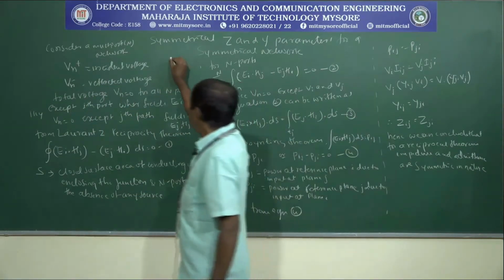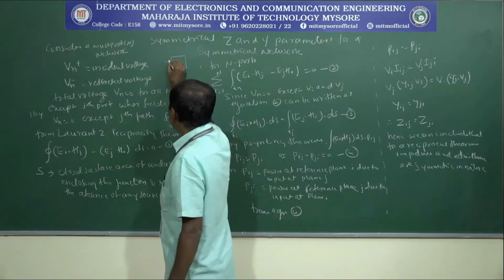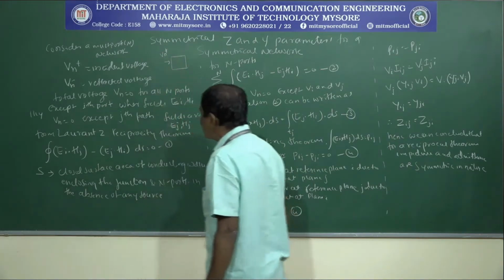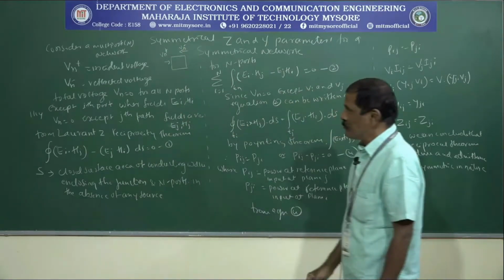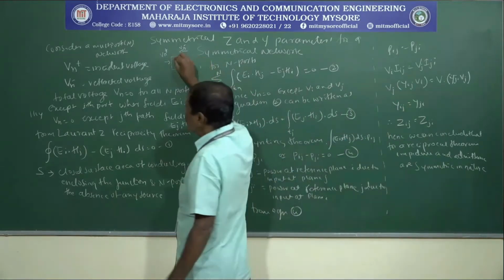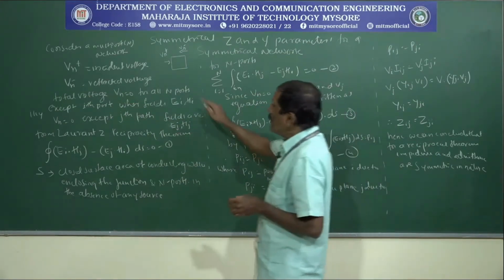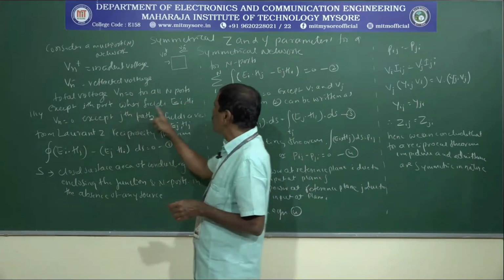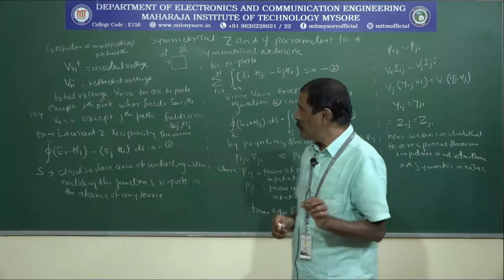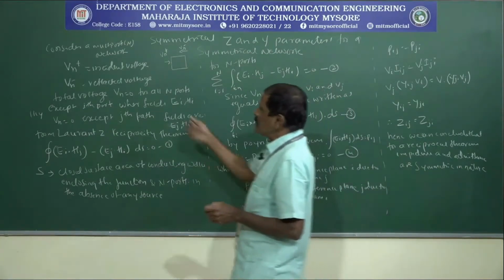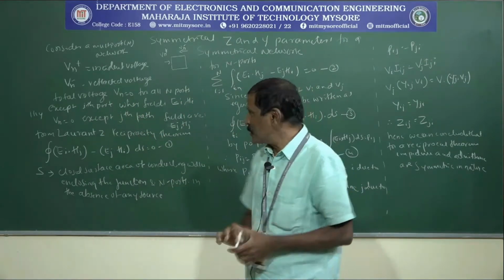Now, this is one reciprocal network. Here my incident voltage is Vn plus and my reflected voltage is Vn minus. The total voltage Vn is equal to 0 for all the n ports except the ith port, where the fields are Ei and Hi. It means that except for the ith port, for all the ports Vn is equal to 0, but for the ith port Vn is not equal to 0.